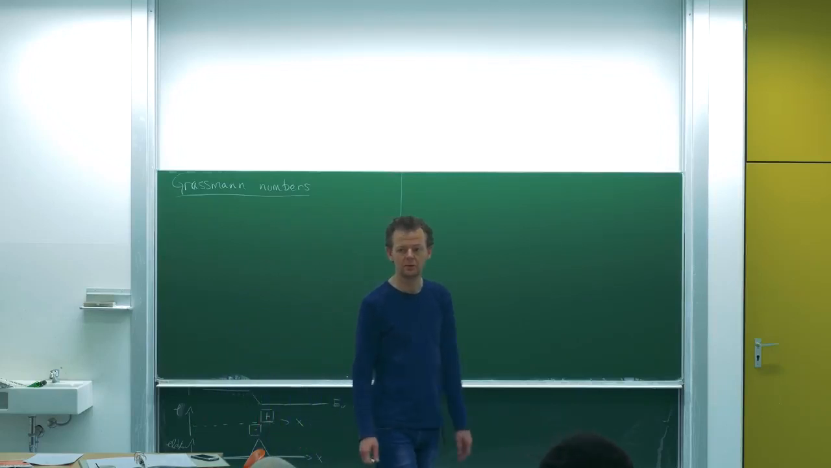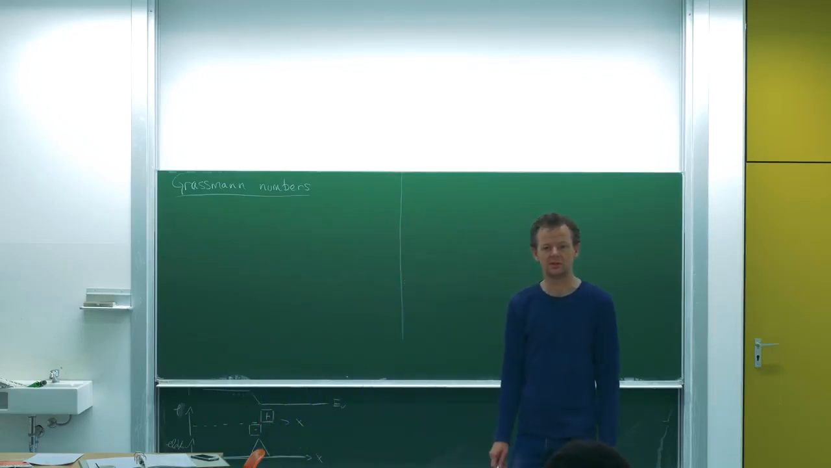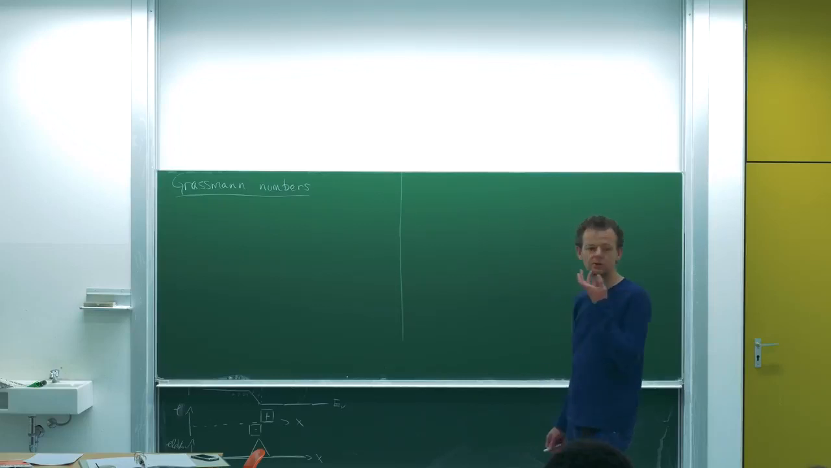Welcome back. We left off last week discussing an object which was meant to be the classical version of a fermion. And this object is called a Grassmann number.